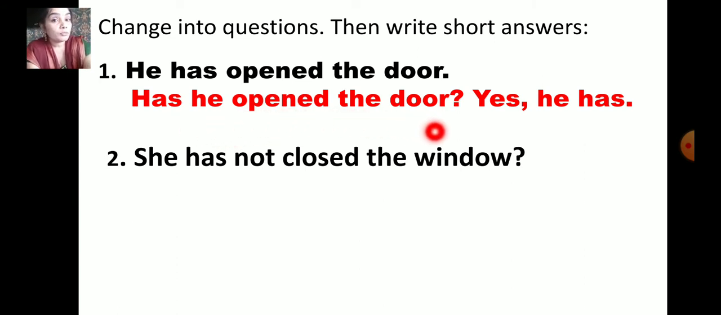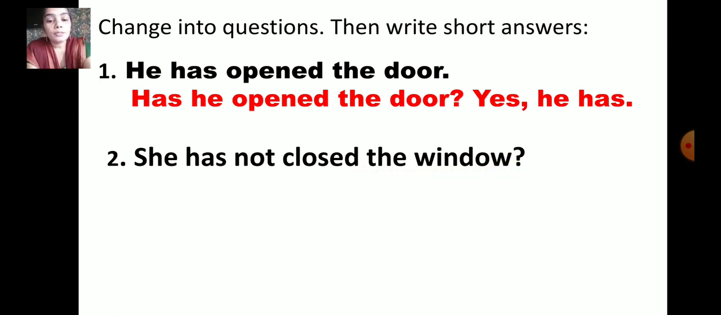Because we are going to give the short answer. So for a short answer, what type of question? Just put the helping verb first and then the pronoun. So, has he opened the door? Do not forget to put the question mark. And your short answer is yes, he has. And full stop.